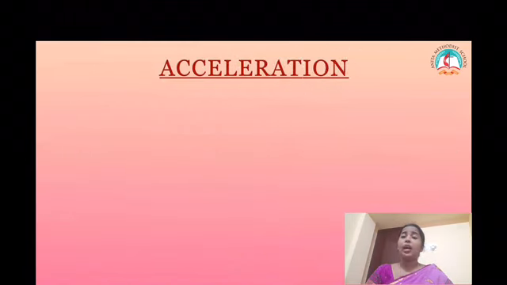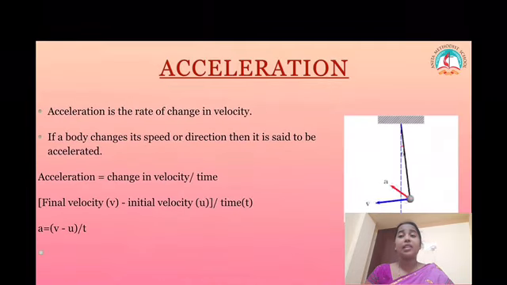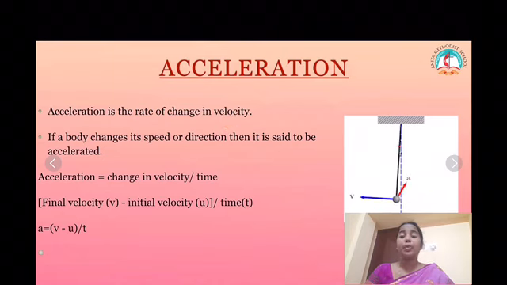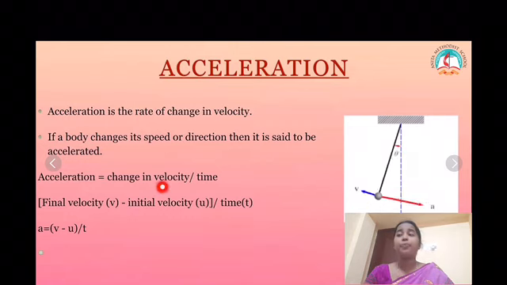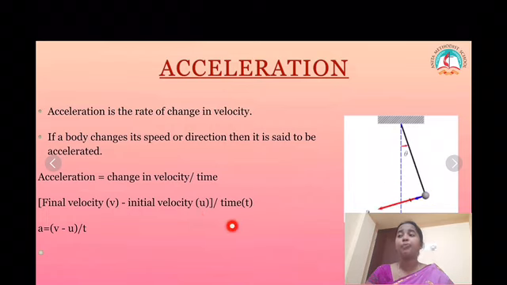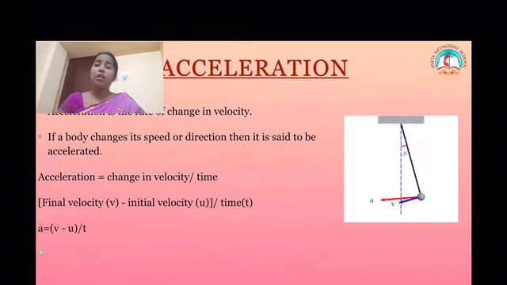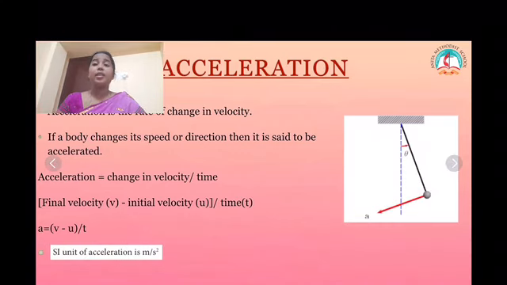Next, we're going to learn about acceleration. So, what is acceleration? Acceleration is the rate of change of velocity. If a body changes its speed or direction, then it is said to accelerate. So, what is the formula for acceleration? It is change in velocity by time, or else final velocity minus initial velocity by time taken. So a is equal to v minus u by t. What is the unit of acceleration? Yes, it's meter per second square.